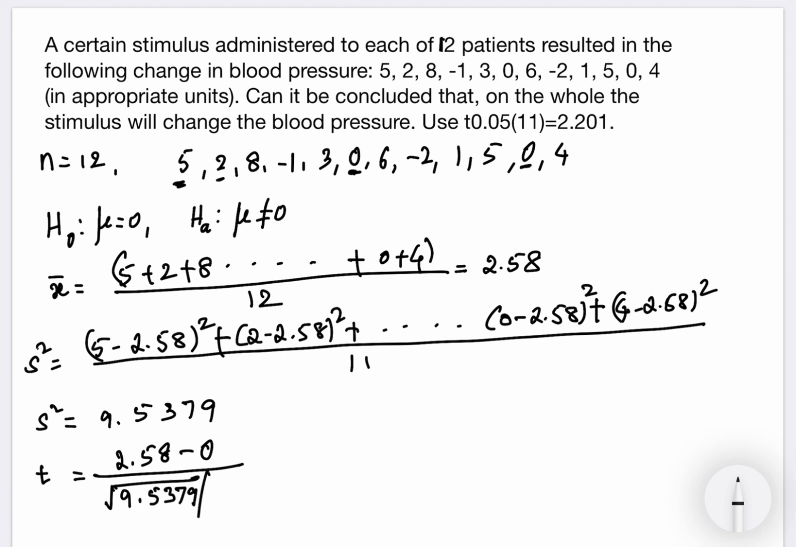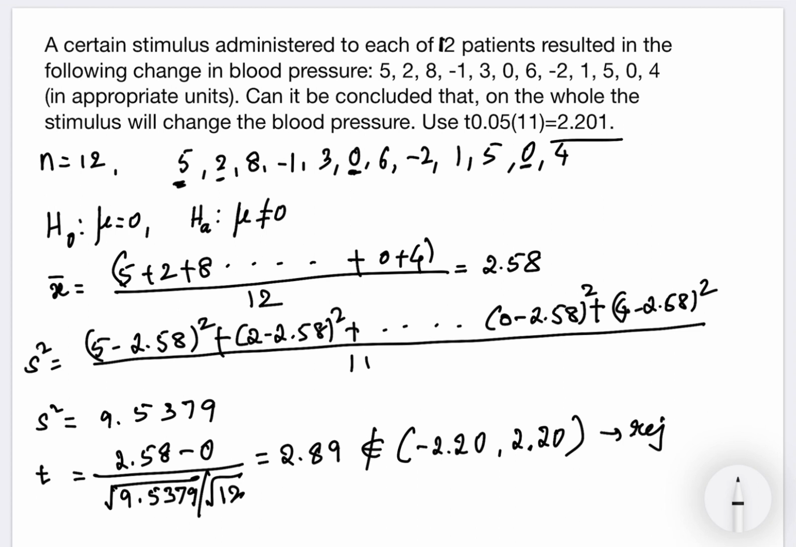So the t value is x bar 2.58 minus mu, which is 0, divided by square root of 9.5379 divided by root n, which is root 12, and it is found to be 2.89. We need to check whether this belongs to minus t critical, that is minus 2.20 comma 2.20, and you see that 2.89 does not belong to this interval. So we are going to reject the null hypothesis.